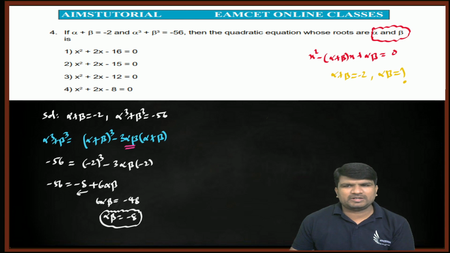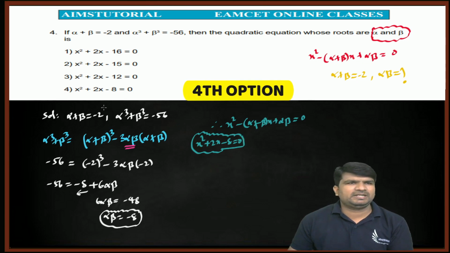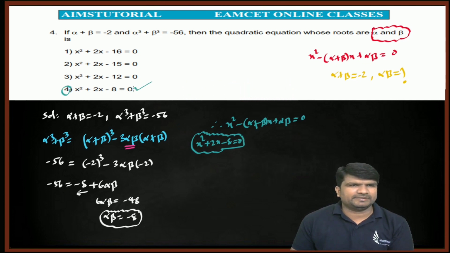Now form the quadratic equation with roots alpha and beta. So our required equation is x square minus (alpha plus beta) into x plus alpha beta equals 0. That is x square minus the sum of the roots, so minus of minus 2 gives plus 2x, minus 8 equals 0. So among the options, x square plus 2x minus 8, the fourth option is the right option.